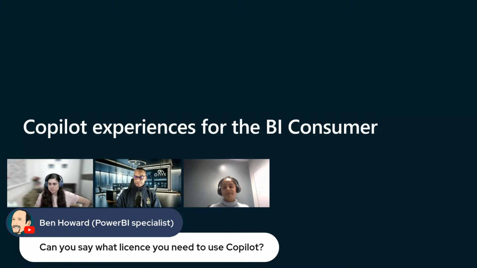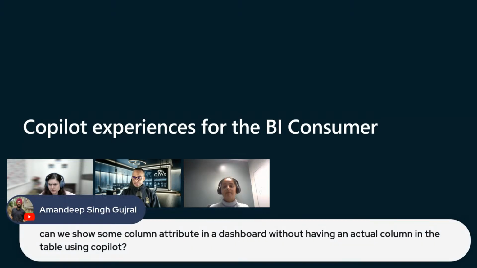We do have a couple more questions. So Pragati, would you like to continue with the next one? Yeah, I think let's take two more questions. The next one comes from Amandeep. He's asking, can we show some column attribute in a dashboard without having an actual column in the table using Copilot? And he gave us an example as well. If I have an order list and want to see the average in tabular format, how can we do that? Yeah, I'm going to talk about what you can do and what you cannot do with Copilot in the later slides, so I'll keep this question for later, if that's okay. Yeah, we can keep this.